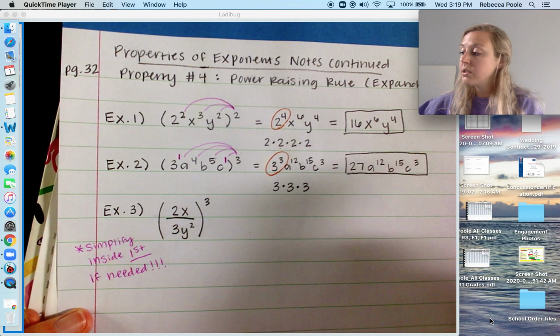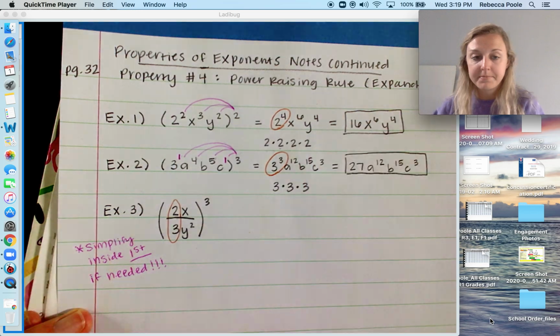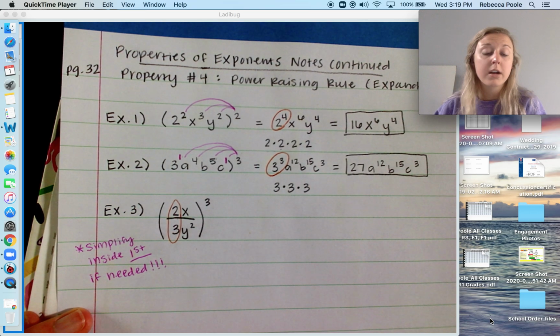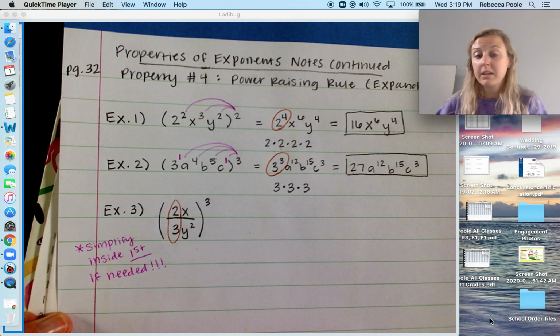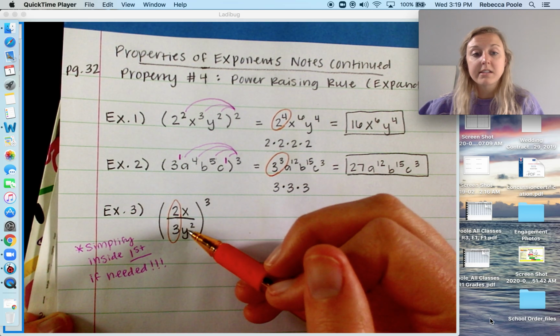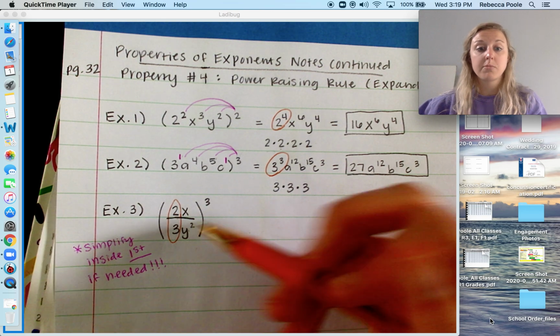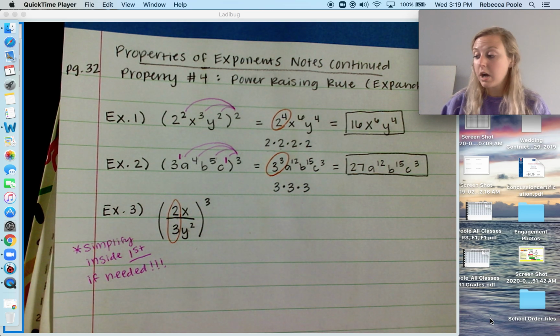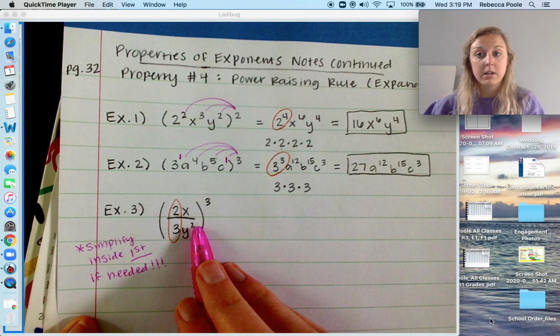Now, can we do 2 divided by 3? Can we do this part right here? No, 2 does not go into 3, and we can't simplify it either, right? So, can't do anything there. Can we divide x's and y's? No, because they're not like bases. They're not like terms, right? So we are almost ready to go ahead and just distribute in our outside exponent.